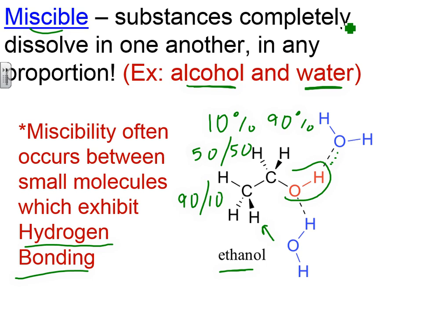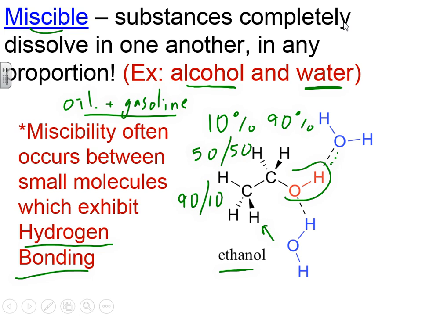Nonpolar substances can also be miscible. An example of this would be oil and gasoline. Oil and gasoline would also be miscible. You can mix them in any proportion together. So many liquids will exhibit this. Usually it's a liquid and a liquid. Usually a solid has a limit to its solubility in a liquid, and a gas as well in a liquid. But liquids and liquids usually exhibit this property of miscibility.